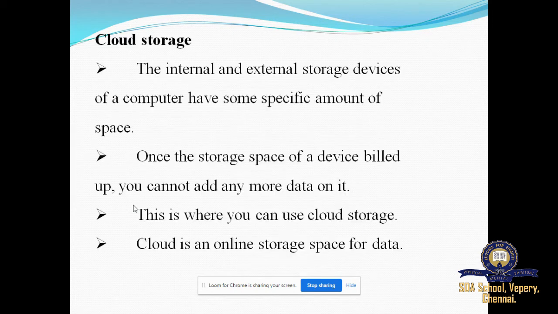Next, we move on to cloud storage. The internal and external storage devices of a computer have a specific amount of space. Once the storage space of a device builds up, you cannot add any more data onto it. This is where you can use cloud storage.